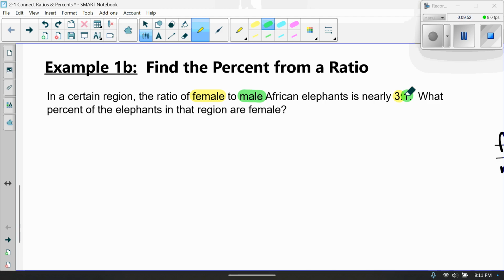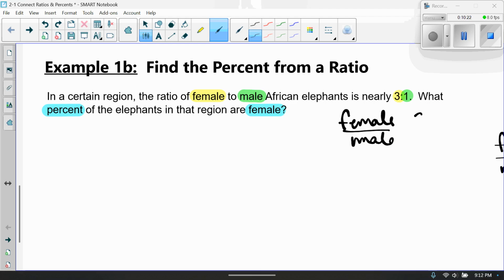Okay, now we want to know what percent of the elephants in that region are female. So that's going to be what percent of all of them, right? Of all of the elephants. So if the ratio is female to male, and the ratio is 3 to 1, if I'm looking at all of them, so the total of the elephants, I'll put elephants like that, then we're just going to add these two together, okay? All the males plus the females, that's going to be equal to 4, okay?